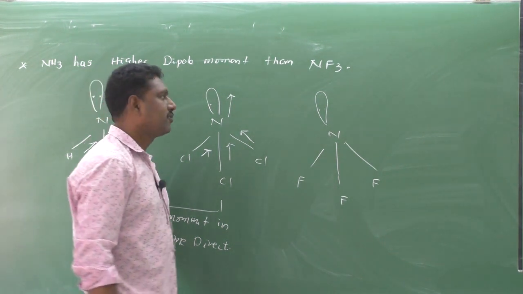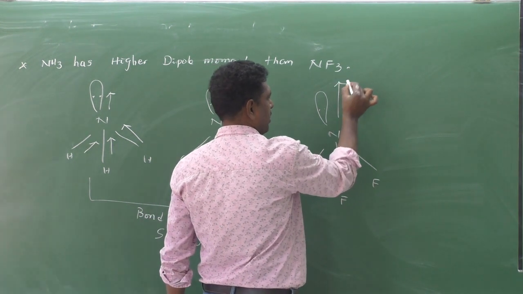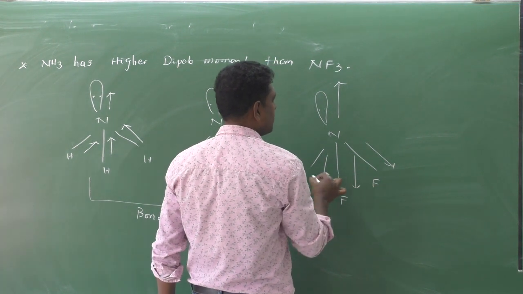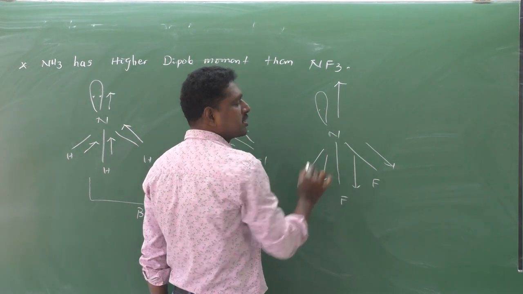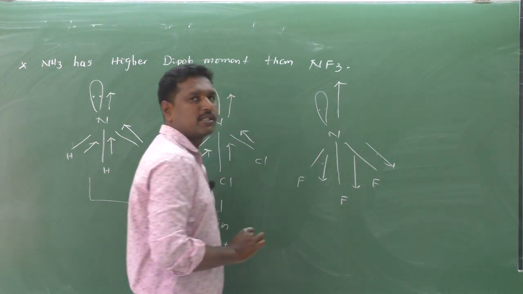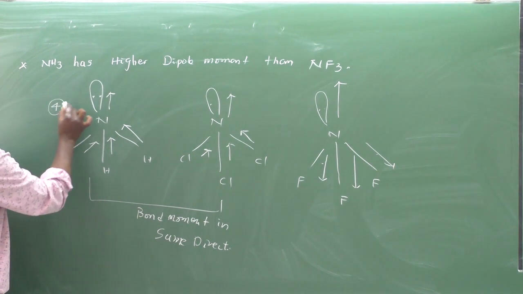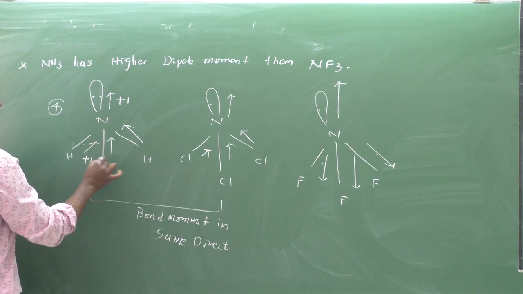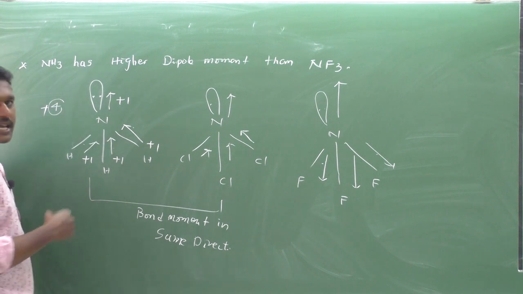But in case of NF3, here the bond moment is in this direction and in this direction. So this bond moment and this bond moment get cancelled. The resultant bond moment is the sum of these two bonds only. Therefore here 4 bond moments are there. This is 1, 2, 3, 4. For example, this is +1, +1, +1, +1. Total +4 bond moment. This is an example I am giving.